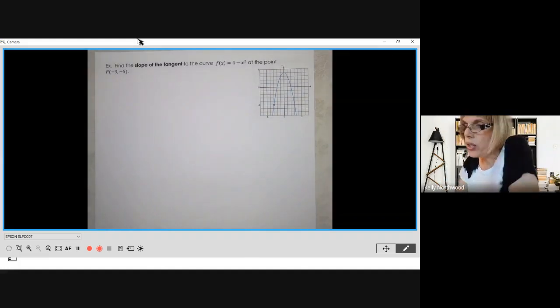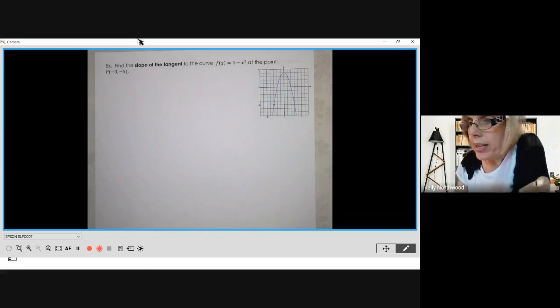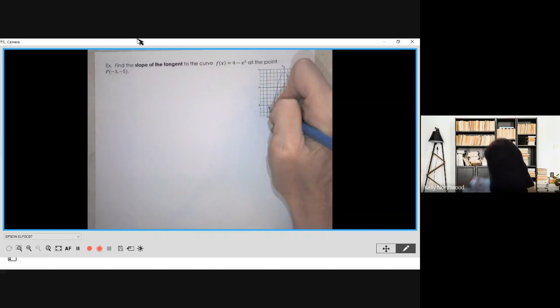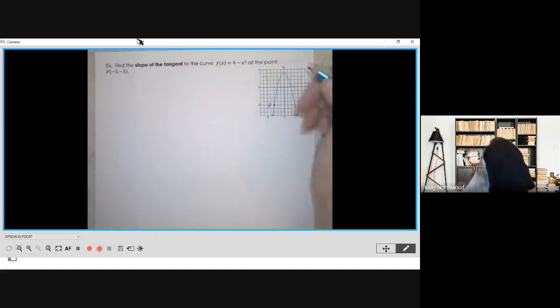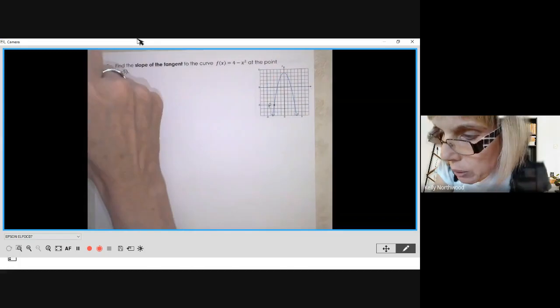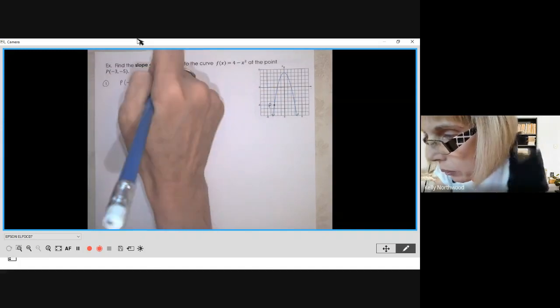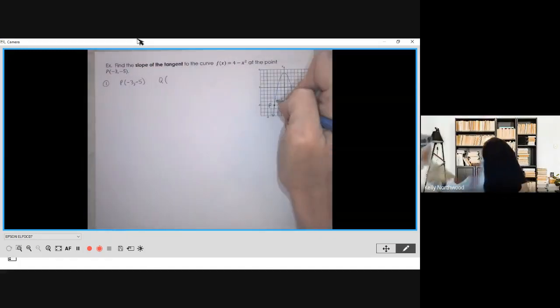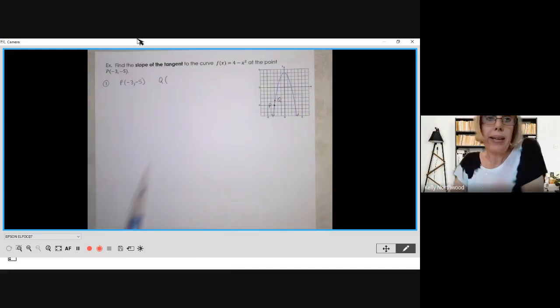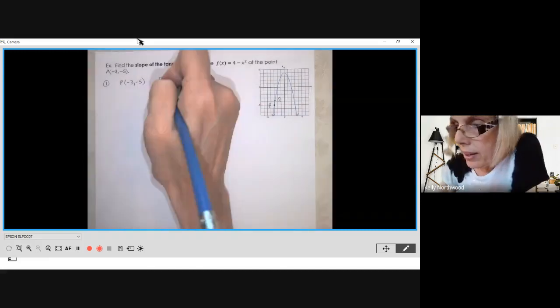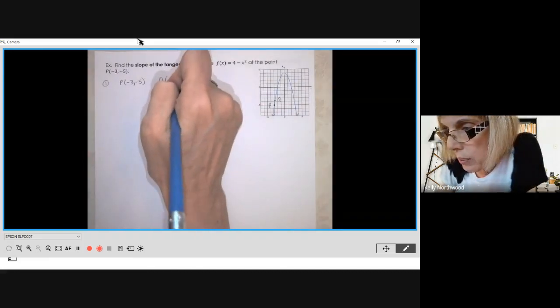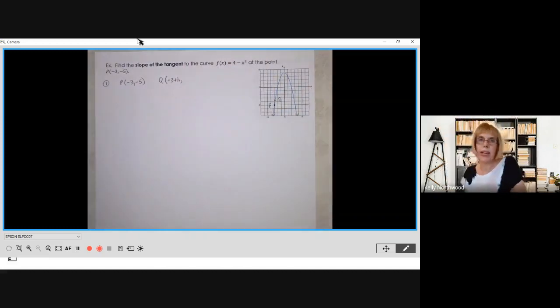Find the slope of the tangent to the curve f of x equals 4 minus x squared at the point P, -3, -5. So here's P. I drew a graph for you. So again, step 1 is we need our 2 points. So here's our point P. And then we have to figure out what our point Q would be. So again, Q is going to be a little bit to the right. So it's going to be -3 plus h as my x value, where h is just that tiny little bit to the right that we're placing Q.